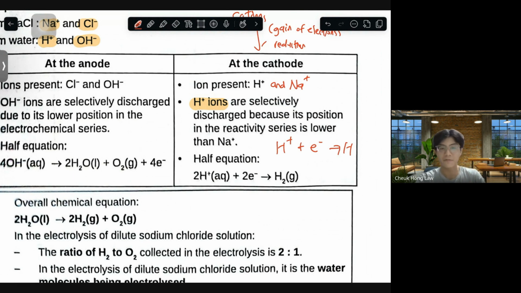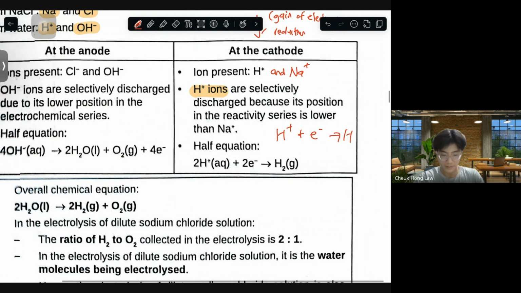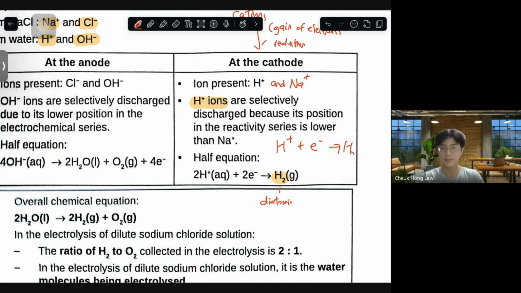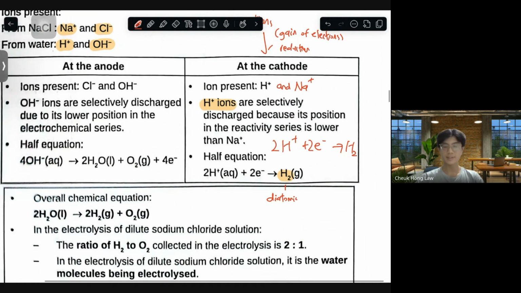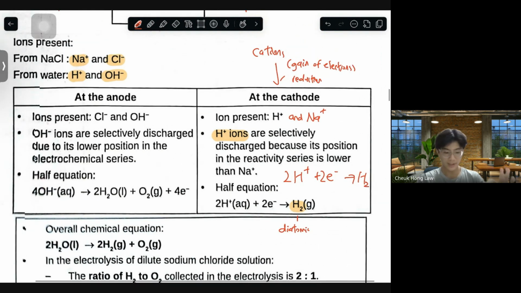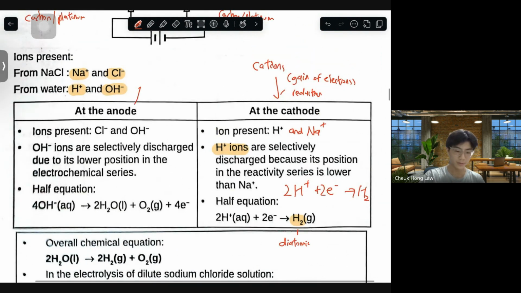But why isn't this the final answer? Because hydrogen is diatomic. Diatomic means that it exists as 2 atoms that are covalently bonded together. Since it naturally exists as H2, I have to add 2 here and 2 here also. So this is our final half equation. Okay? Understand? Now I move on to the anode.